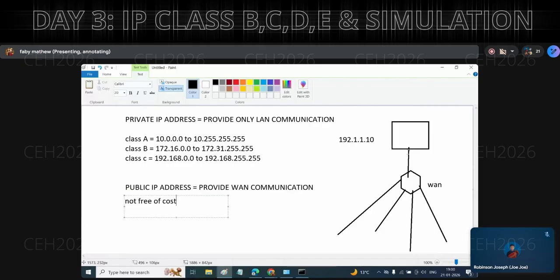Sir, what is ARPANET? ARPANET is actually an old communication method. The first time when the network was established, when the networking concept was established, at that time ARPANET was defined.